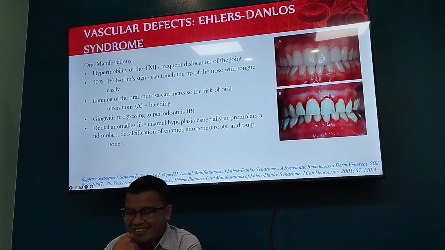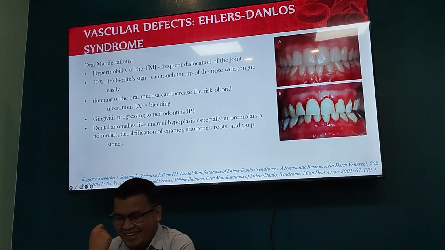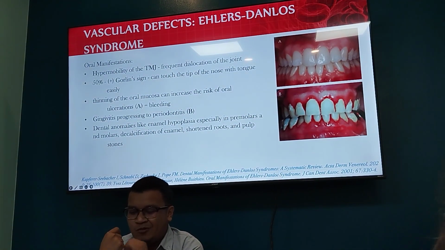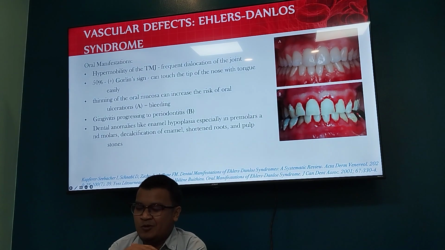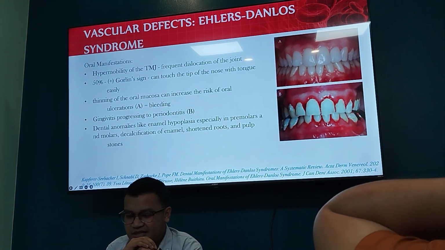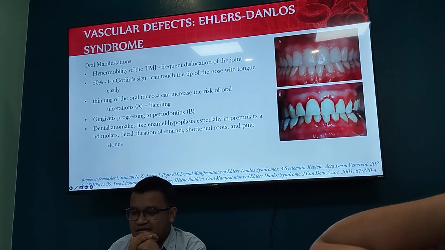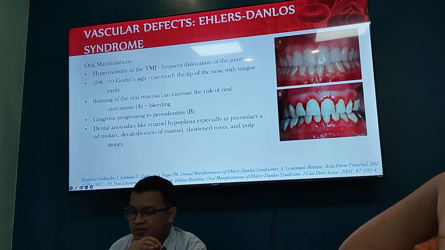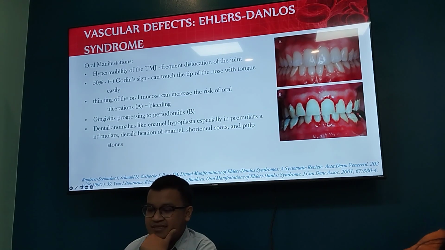So, there's thinning of the oral mucosa and can increase the risk of oral ulcerations, gingivitis progressing to periodontitis. The fragile gingiva can be observed during routine oral prophylaxis, leading to bleeding. Varied dental anomalies like enamel hypoplasia, especially in the premolars and molars, decalcification of the enamel, shortened roots, and pulp stones are found to be reported in cases of EDS.